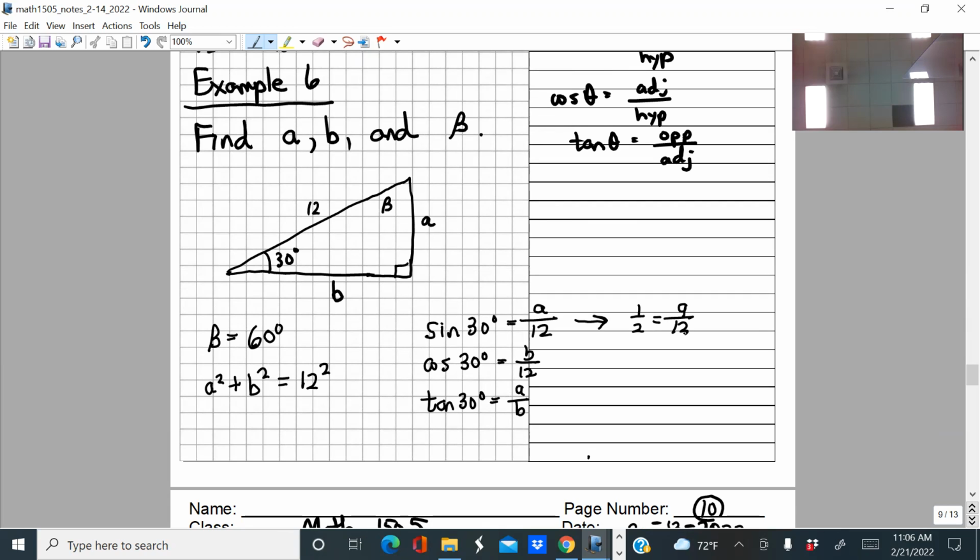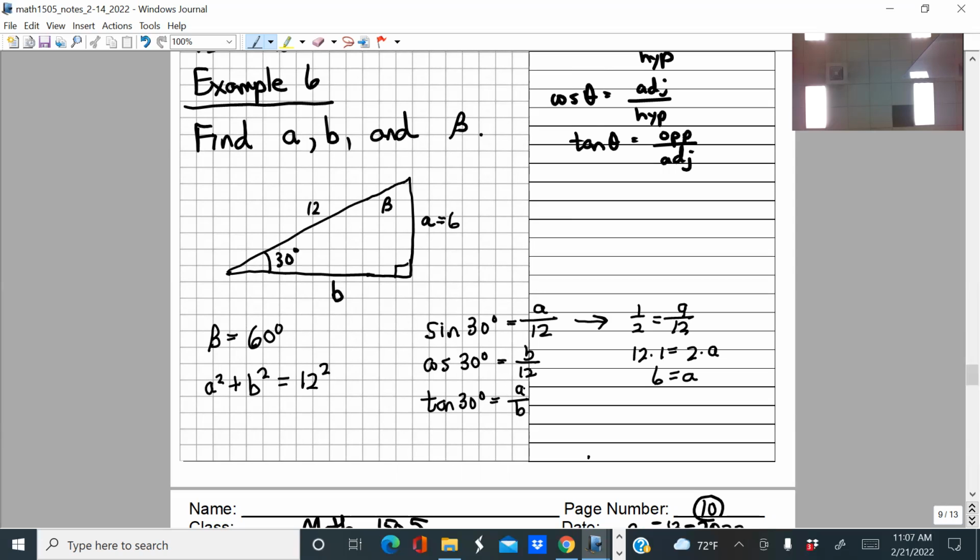And now we just have to solve this equation for a. That's a proportion, so I can cross multiply here, right? So I have 12 times 1 is equal to 2 times a, which means a is equal to 6. So see how easy that was? So now you've almost finished solving the triangle, because now we know the value of a.